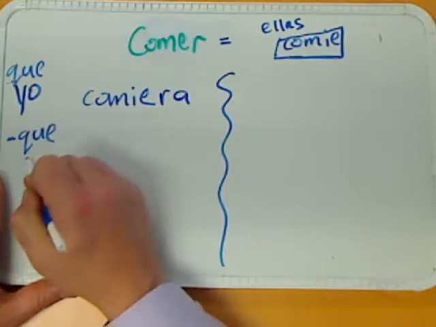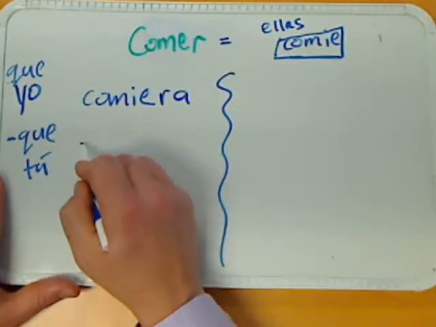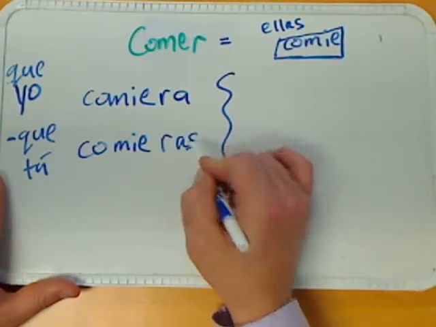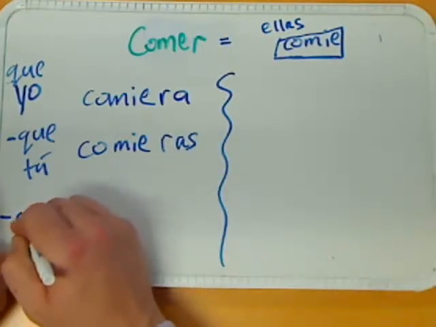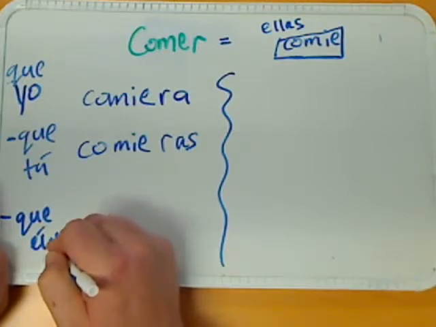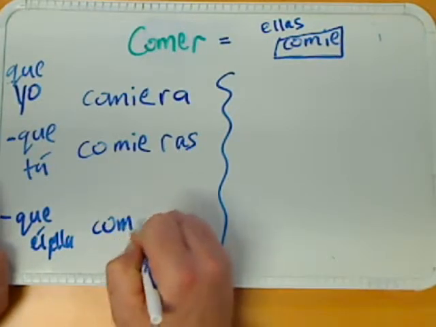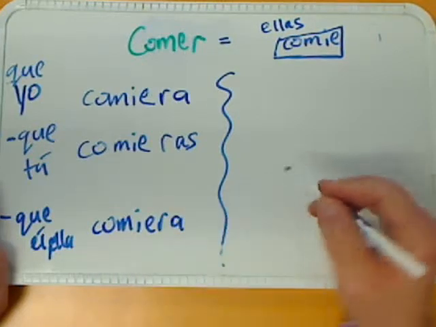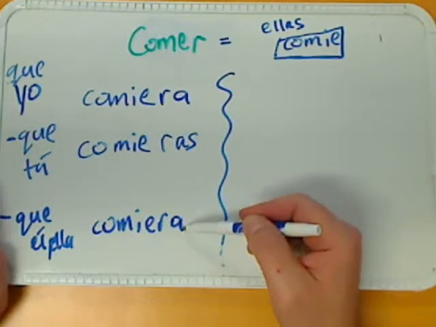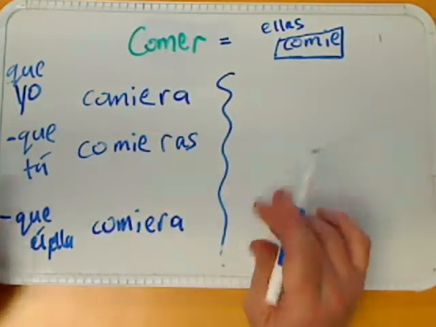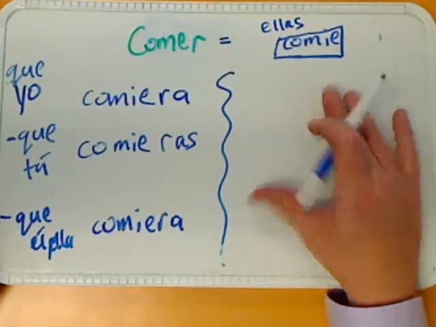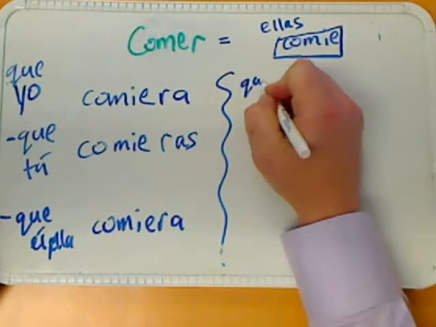Que tú then becomes comie, and then you put in your -ras: que tú comieras. If you proceed with the conjugation, que él, and then que ella becomes comiera. Again, in the subjunctive, the first person singular conjugation and the third person singular conjugation have the same spelling, different usage.